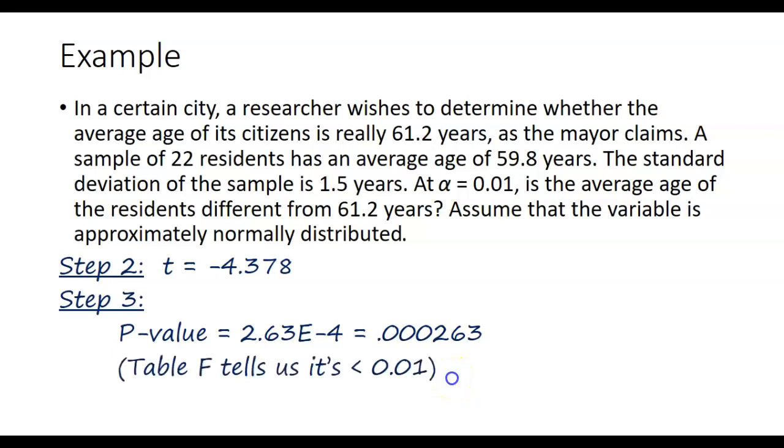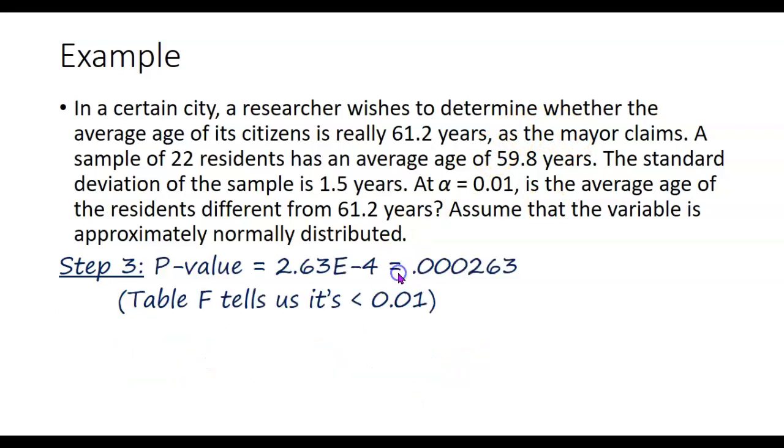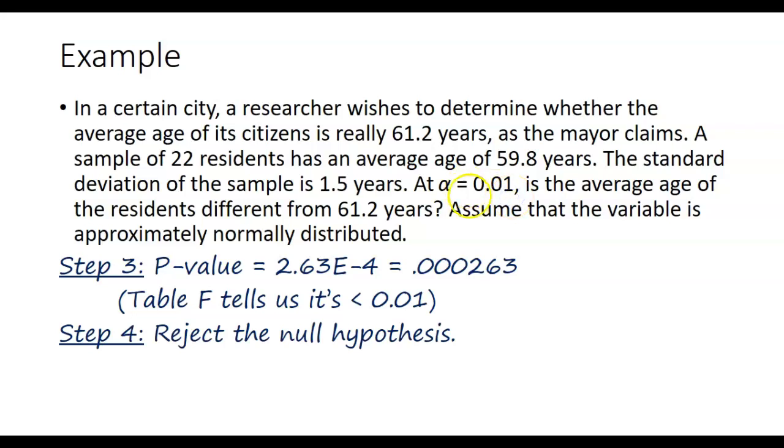And so if we use the table, all we can tell for sure is that it's less than 0.01, but that's good enough. Because when we come to step 4, we just need to know, is the p-value less than or greater than the level of significance alpha? Here, the p-value is less than that.